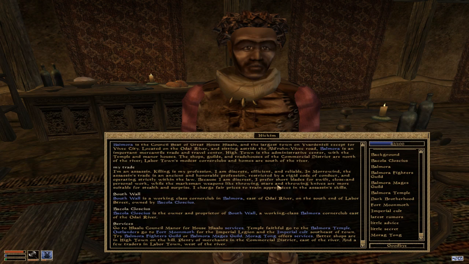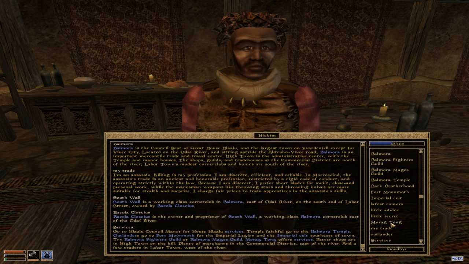Go to Hlaalu Council Manor for House Hlaalu services. Temple faithful, go to the Balmora Temple. Outlanders, go to Fort Moonmoth for the Imperial Legion and the Imperial Cult, southeast of town. Try the Balmora Fighters Guild or Balmora Mages Guild. Morag Tong offers services. Better shops are in Hightown on the hill. Plenty of merchants in the commercial district east of the river, and a few traders in Labor Town west of the river.